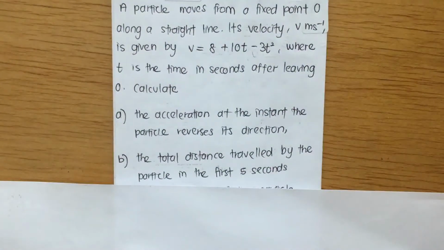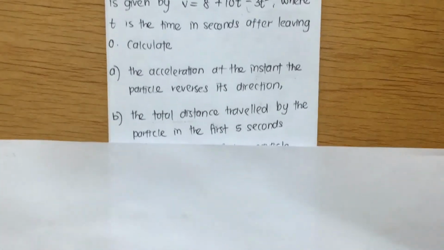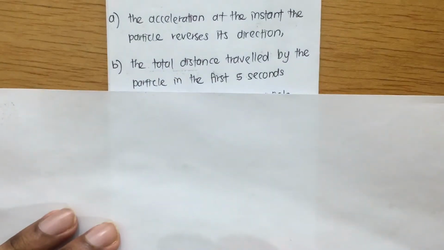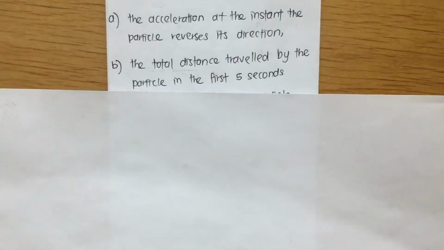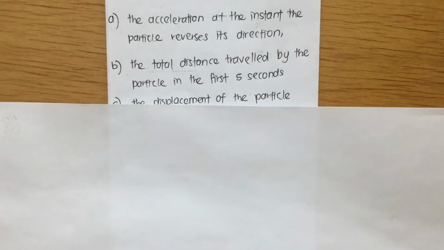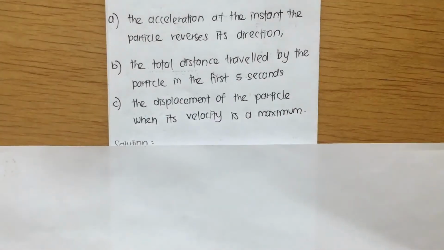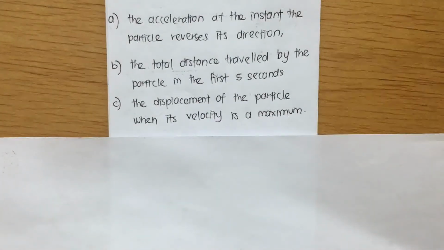The question asks to calculate the acceleration at the instant the particle reverses its direction. Continue to read the question. The total distance traveled by the particle in the first 5 seconds. So this is for question part B. Let me read the last question. The displacement of the particle when its velocity is a maximum. So this is the last question.